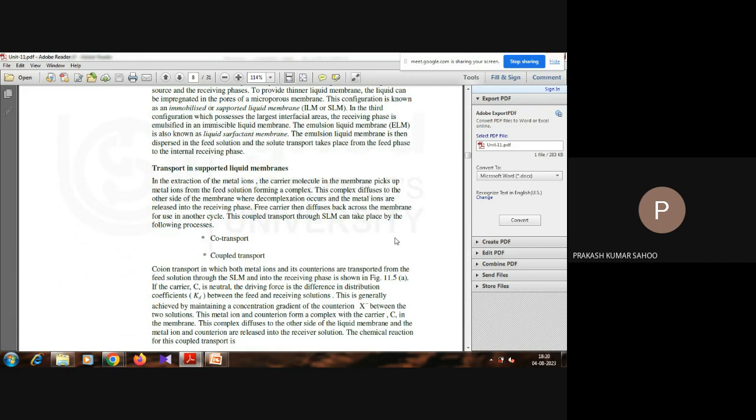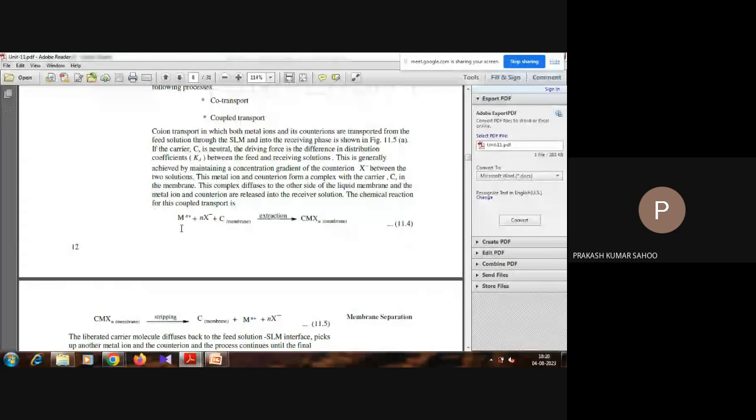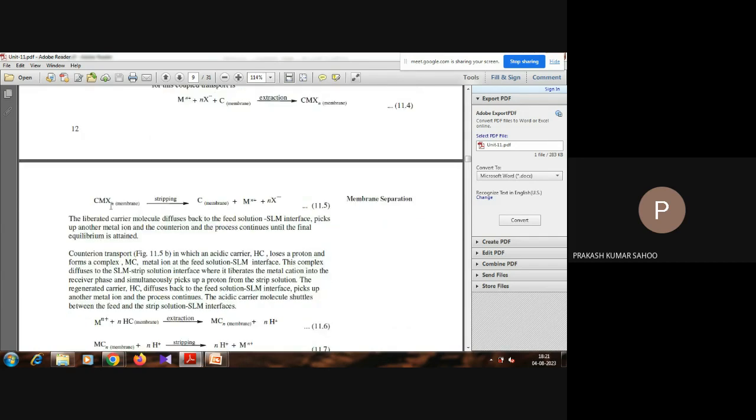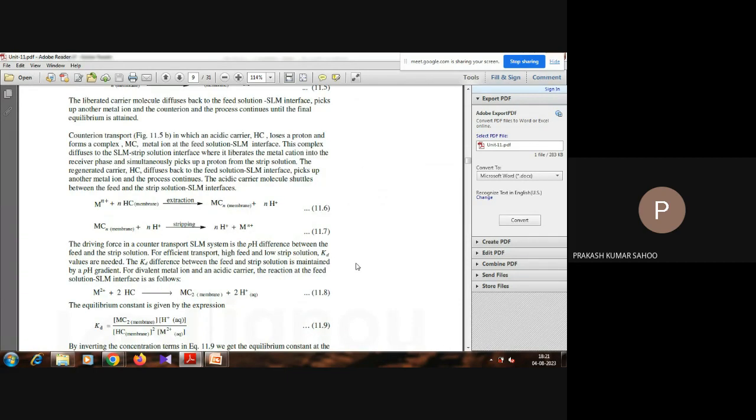This is transport in a supported liquid membrane, co-transport, coupled transport. This is the ion having the negative ion, a counter ion X minus. This C is the membrane. What happened? The CMX membrane complex will form. So this is the synthesis of the membrane. This membrane will then be stripped to membrane plus this one. So the membrane is separated and the ions get separated on the basis of their different sizes.